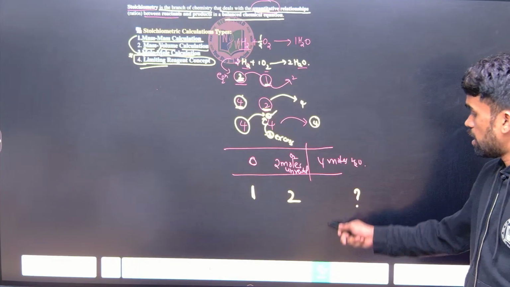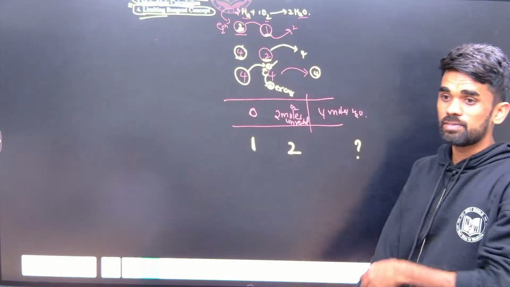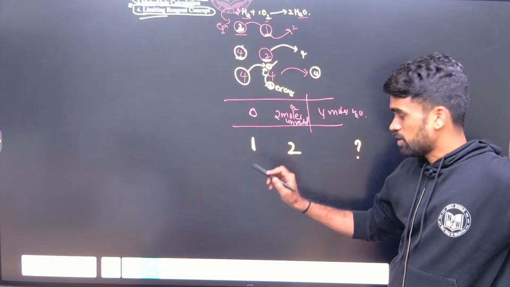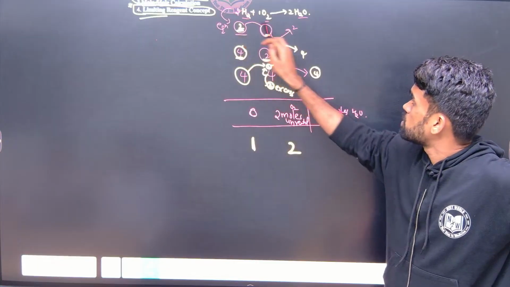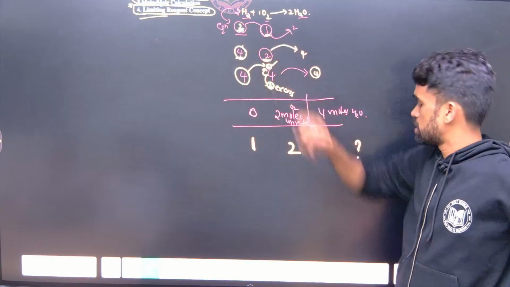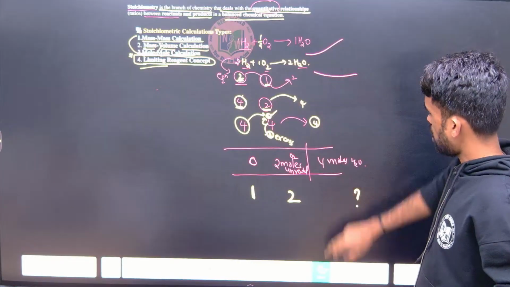So tell me, which one is excess, which one is limiting? See, try to understand. For 2 moles we have 2 moles. So for 2 moles how much O2 is required? For 2 moles of hydrogen, 1 mole of oxygen is required.